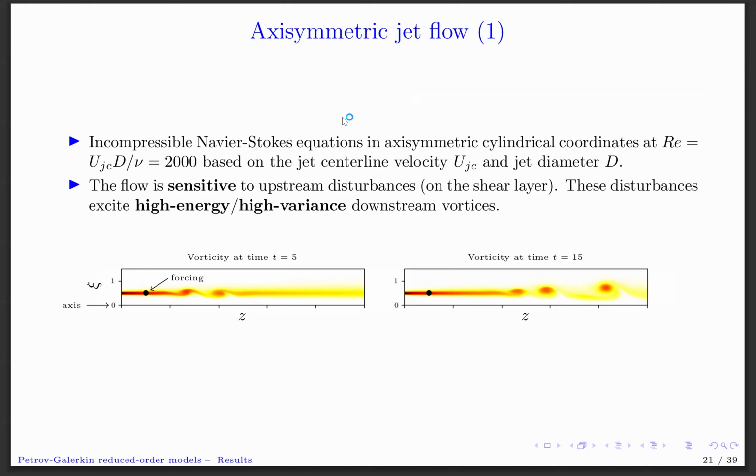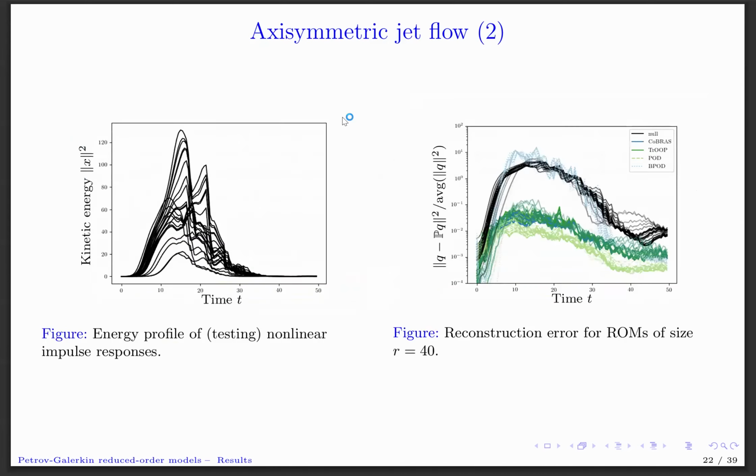You can think of this as the flow being very sensitive upstream, but the consequence of that sensitivity manifests itself downstream. This is complicated, for example, for POD to understand.